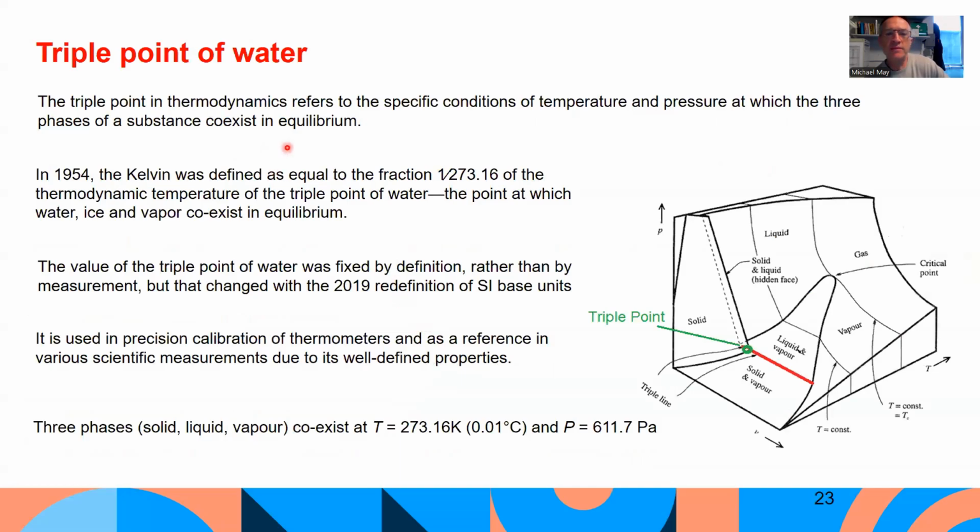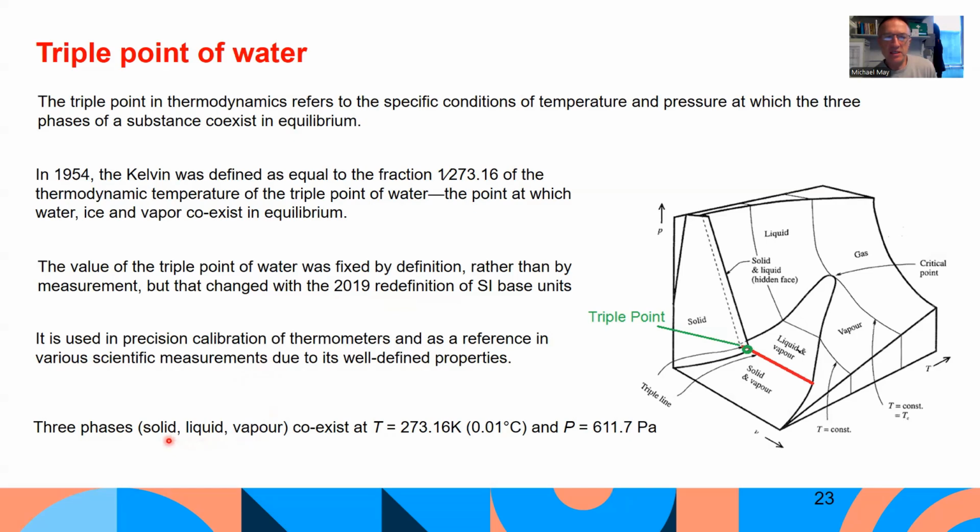The triple point in thermodynamics refers to the specific conditions of temperature and pressure at which three phases of a substance coexist in equilibrium. So we've shown that there. It's the triple line on two of the diagrams, but it's a point on the PT diagram. It was used as a reference to define the Kelvin. Around 2019 there was a redefinition of the SI base units, and it was slightly redefined. But it can still be used for the calibration of very sensitive thermometers and other various scientific measurement systems.